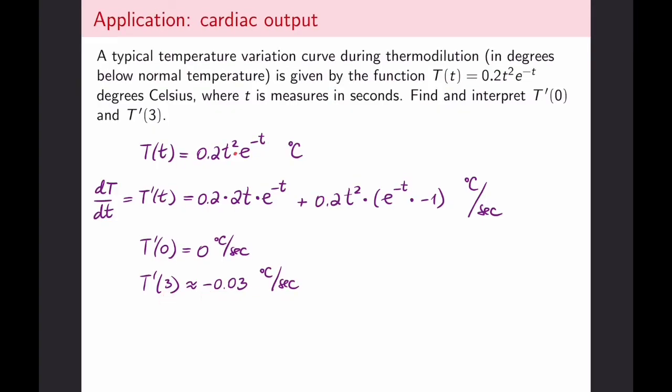Let's unpack a little bit what that means. If I plug 3 into my original function, I notice that this number being produced is still going to be positive, which means that at 3 seconds, the degrees below normal temperature are still positive, so the heart is still working on returning back to the normal temperature. However, the rate at which it's doing so is negative, which means it's decreasing. So we are now on the actual curve where the temperature is coming back to normal. The abnormality is decreasing.